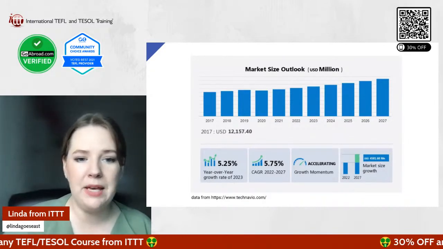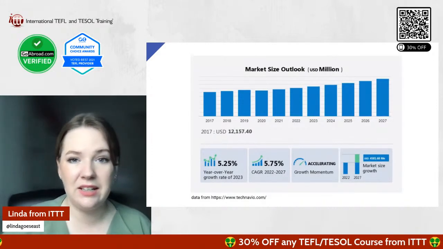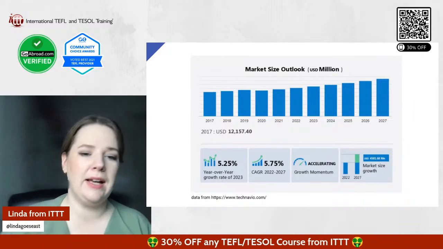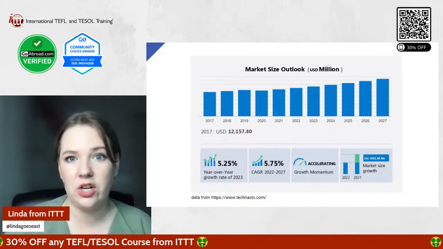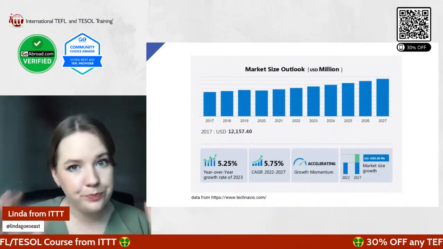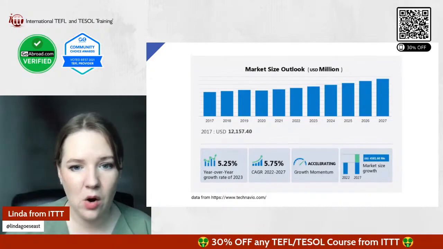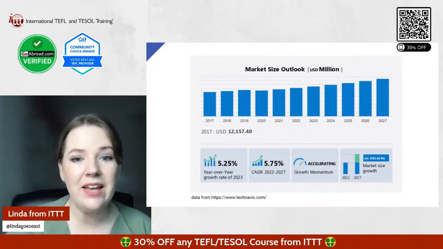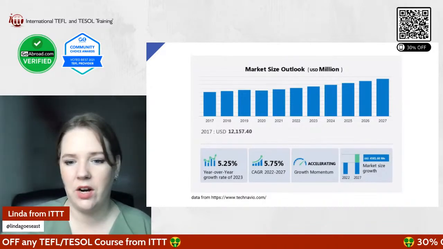A lot more people are going to need business English teachers and professionals, and this is something that is not going away or decreasing. So it's actually a good industry to get into right now. As you can see, these stats go all the way until 2027, and every year it is expected to increase. So that's very, very good.